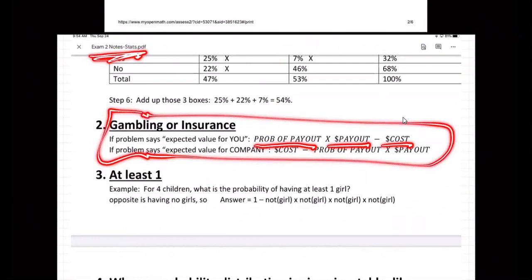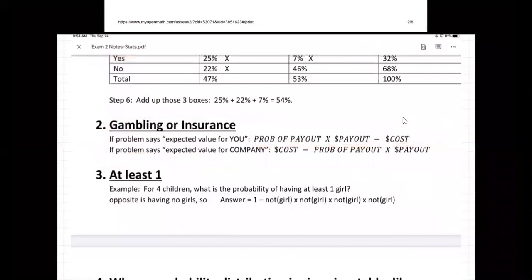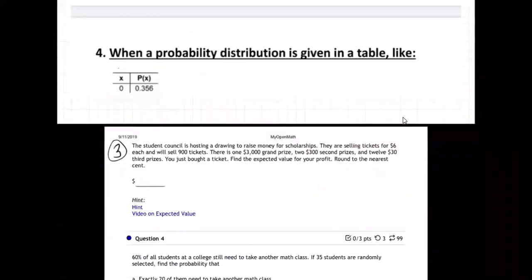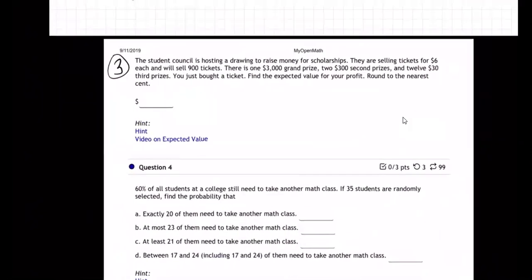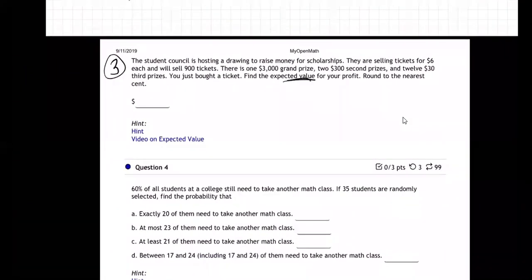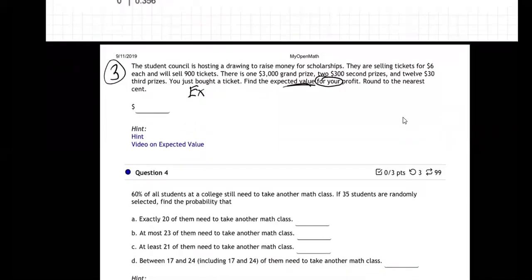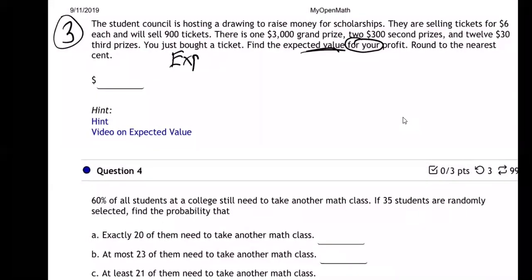So there's the formula we're going to use. I'm going to bring that down. Probability of payout times the dollars of the payout. See the dollar sign there? This is probability of payout times dollars of payout minus dollars of cost. And that's for you, and they're asking us for us on this one. Here we are right here. It says find the expected value for your profit. This is for you. Let me make this a little bigger, and let's do it.